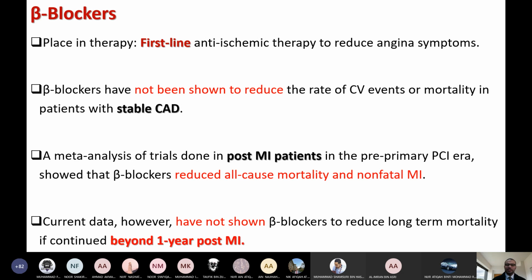Today, inshallah, we will start to discuss the anti-anginal or anti-ischemic therapy, for which several agents have been shown to help in the given medication, in this case.